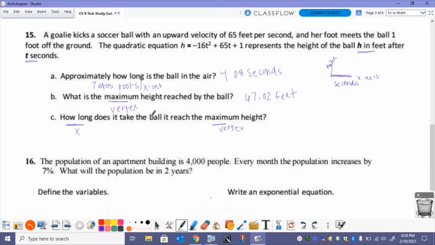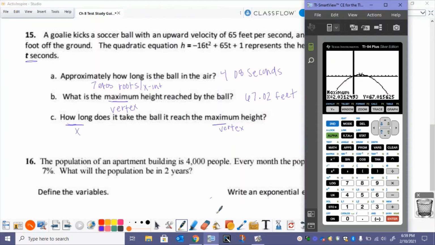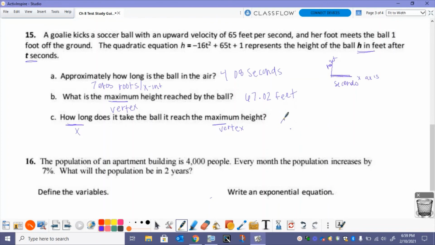So how long does it take the ball to reach the maximum height? That was the other part that we just found. Time, height, 2.031. We're going to round that as well. 2.03 seconds.